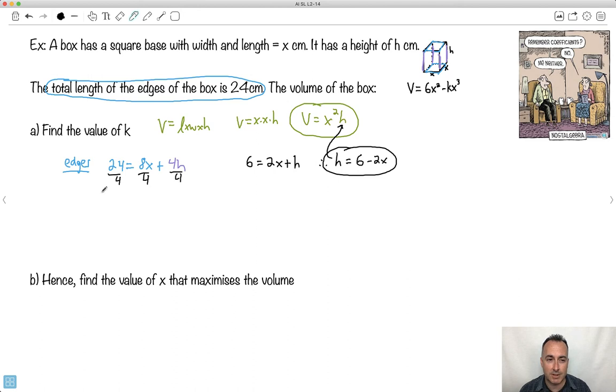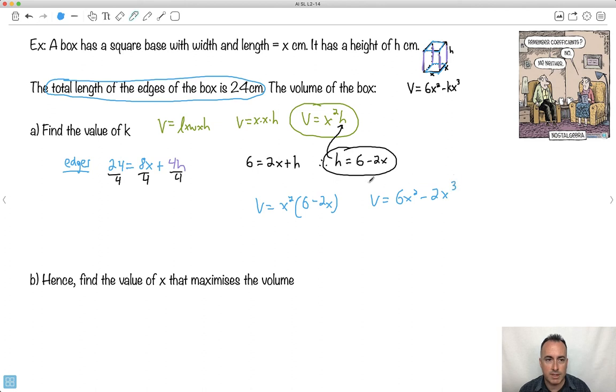So you see, this is actually the hard part. The hard part of the question is really part a here. I don't think that's so simple. So if we do this, then we put in this. Let's go ahead and do it. So I have v equals x squared, and instead of putting h, I put in 6 minus 2x. Let's expand that. So I have v equals, let's see, x squared times 6 is 6x squared. x squared times minus 2x is minus 2x cubed.